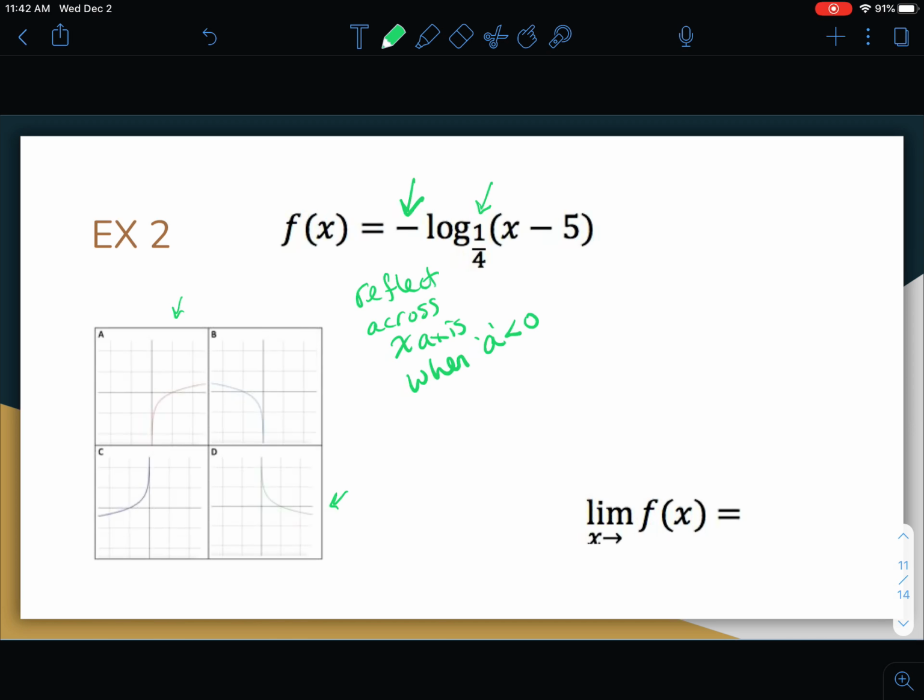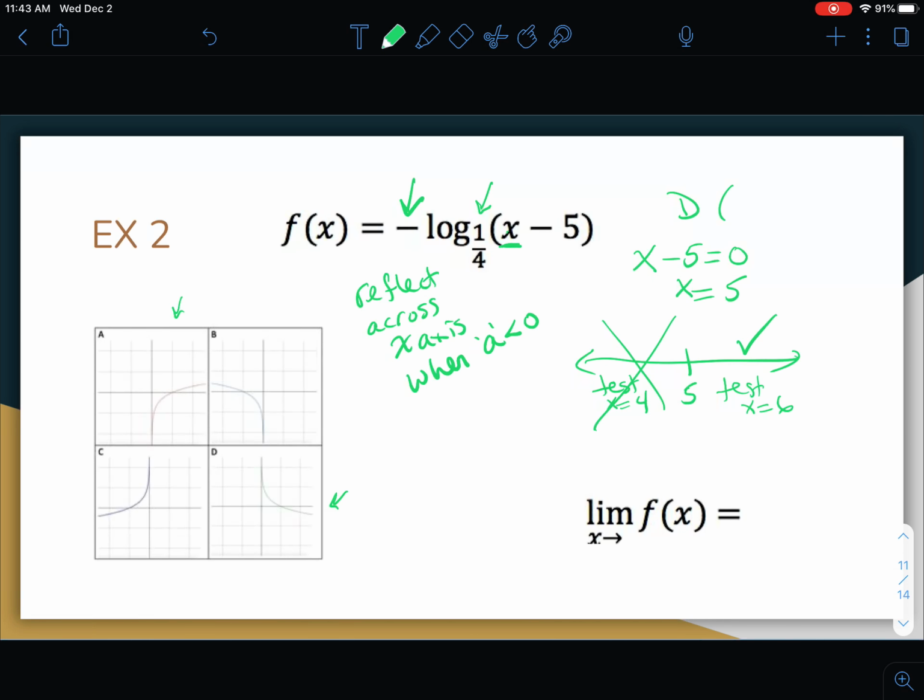Now let's verify. I'm kind of jumping ahead here, but I wanted to get an idea of where we're at. Let's take a look at the vertical asymptote to make sure we're in the right spot. So again, we're here at 5. We can test x equals 6 and x equals 4. If I plug in 6 for x, we get a positive value. That works fine. However, if I plug in 4 for x, I get a negative value. That does not work. So the domain is from 5 to infinity.